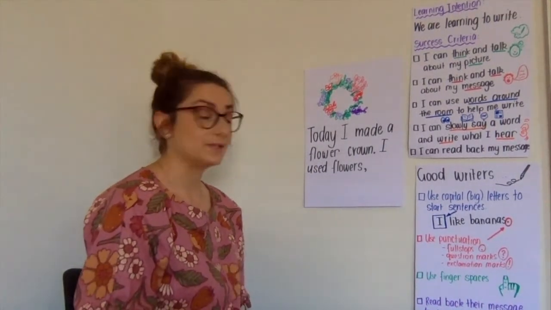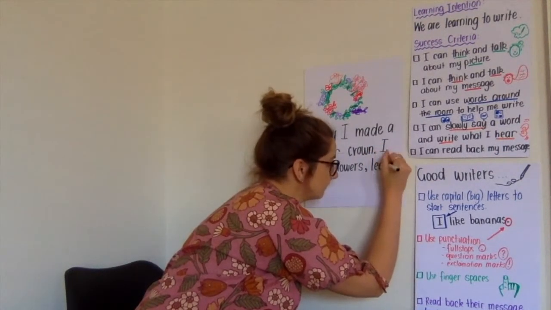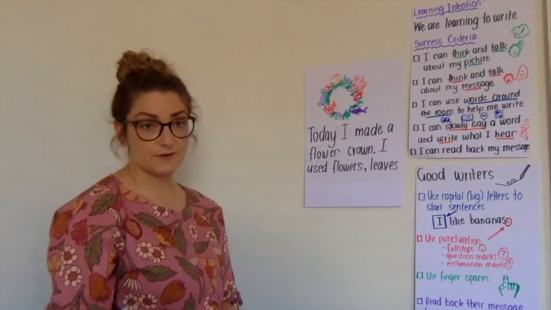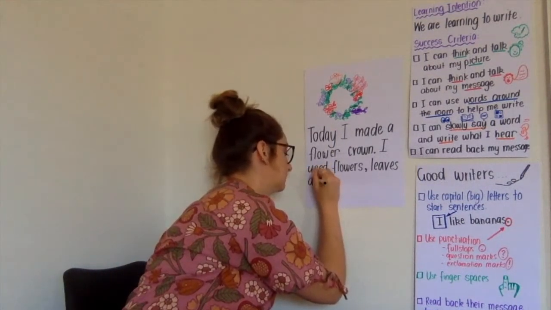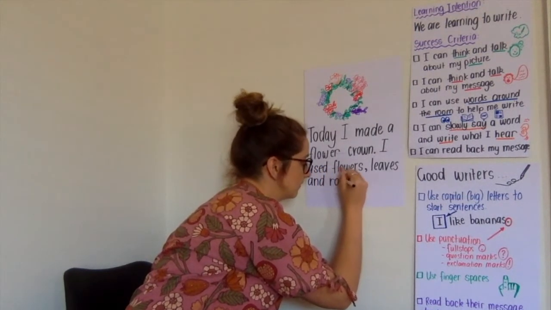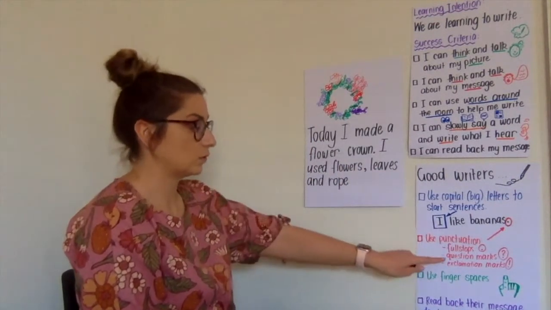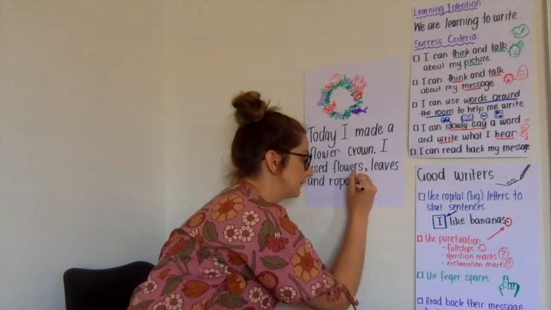And I'm going to put leaves. And because it's the last thing I've used, now I can use and. So I'm going to put now and rope. Now, I've finished my sentence, so good writers use punctuation marks. I'm going to use another full stop.